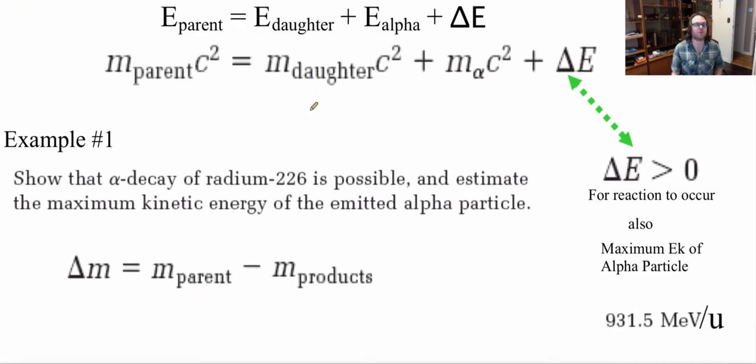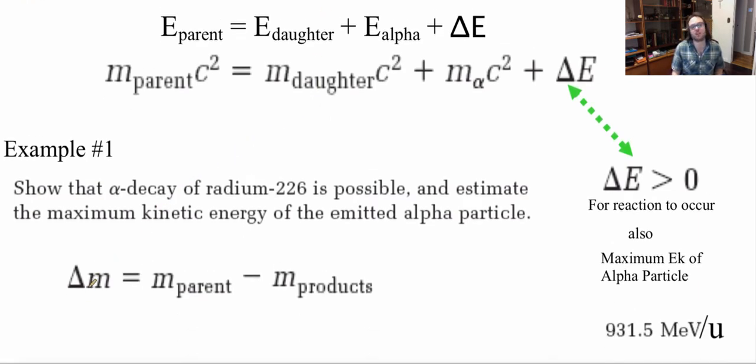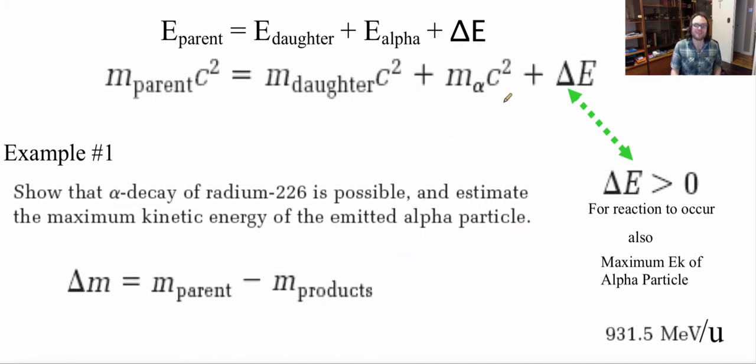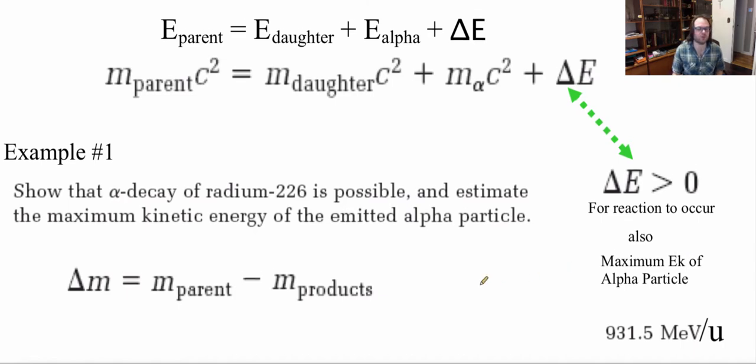So in other words, we could rewrite this as my change in mass is equal to my parent minus my daughter, or my products. In this case, we could either find my mass defect, then convert it into kilograms and multiply it by the speed of light squared, or I could just multiply my total mass defect by 931 mega electron volts per unit. I'm going to do the second way, where we just multiply it.